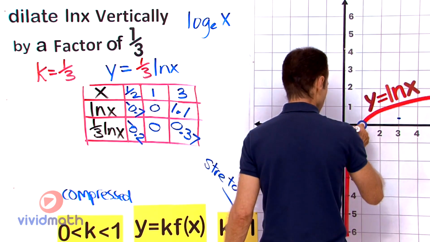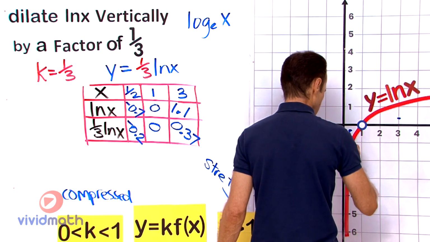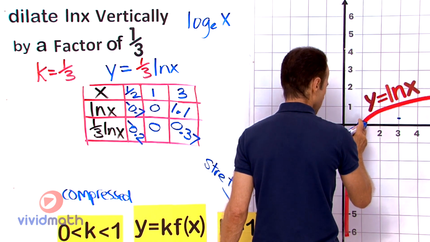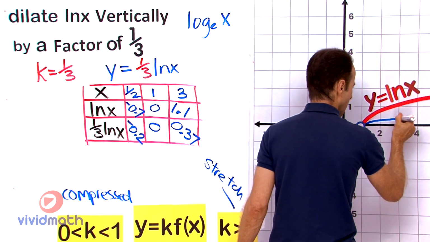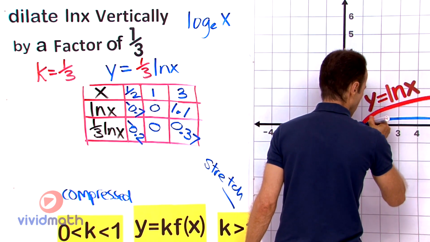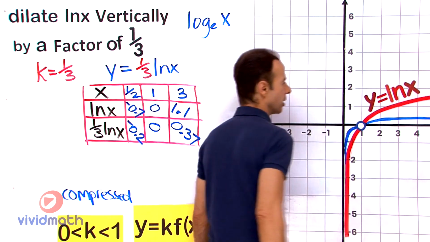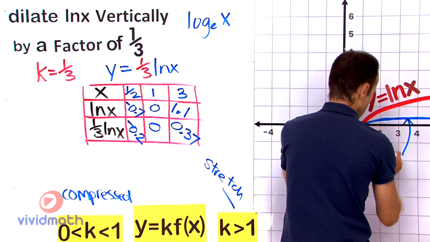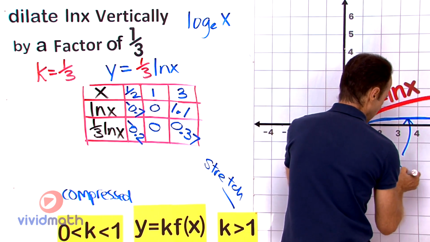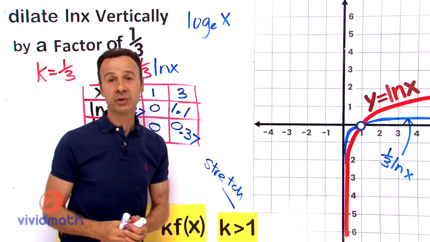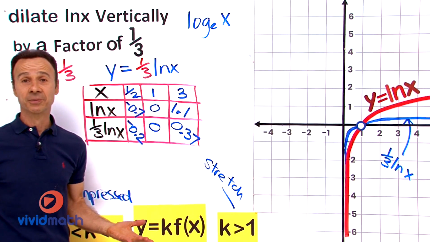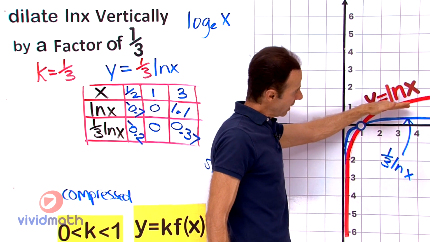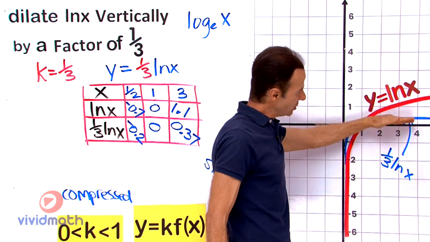So if I join the dots, it's going to be a bit squashed in here. It's going to look something like this. Something like that. There you go. And that right over here is 1/3 ln x. So what do you notice about it? Is it more compressed? Definitely. It's more compressed and it looks closer to the x-axis. So you can see it's a lot lower.